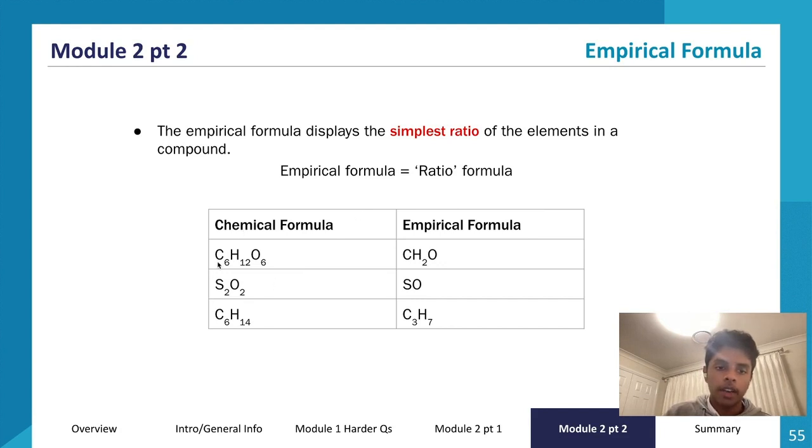Let's look at this one now, S2O2. What is that ratio? It's 2 to 2, so 1 to 1. So the empirical formula will become SO, 1 to 1. So it gets simplified.